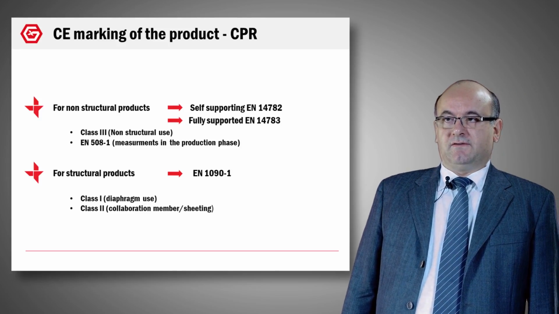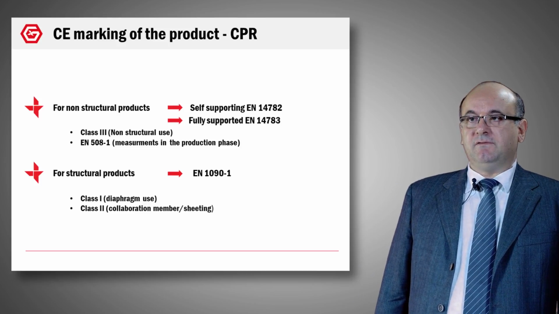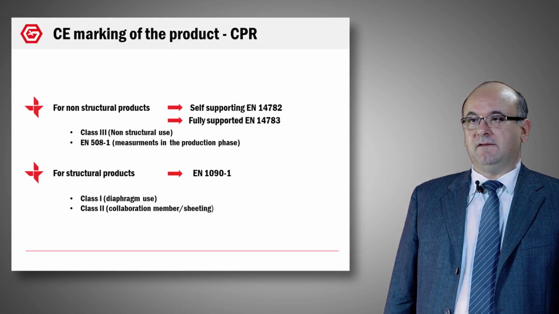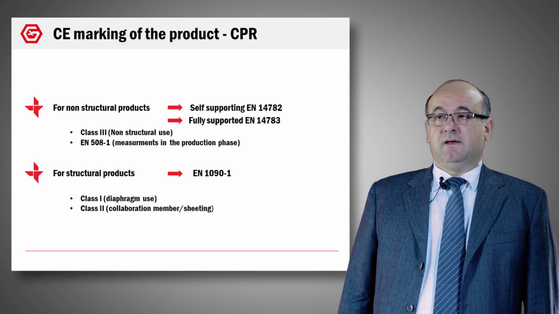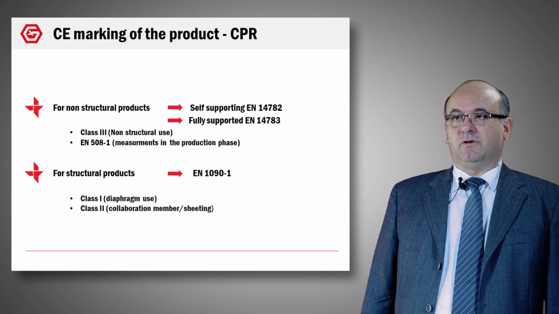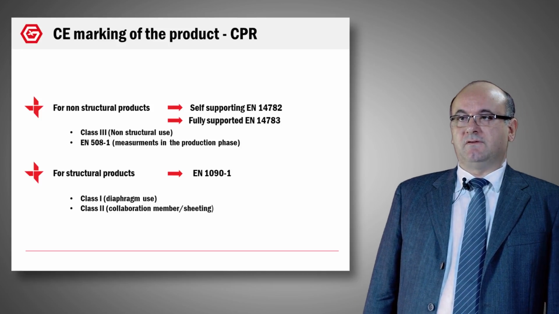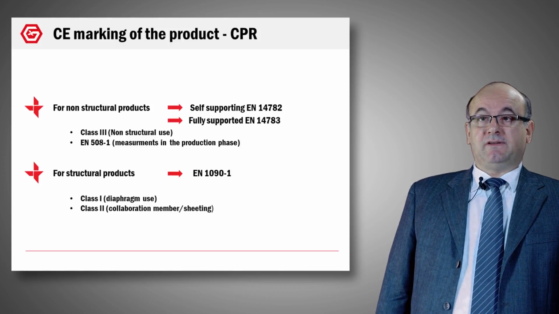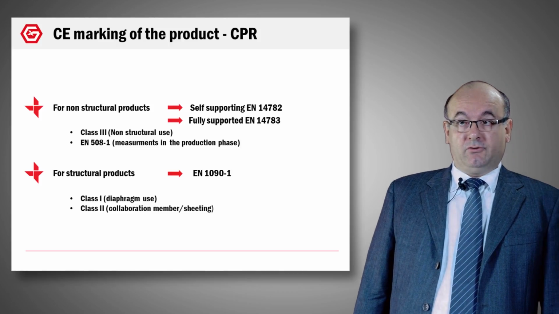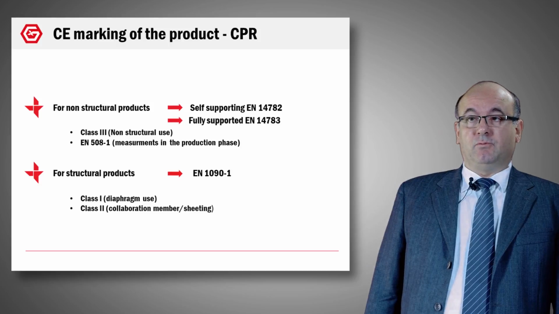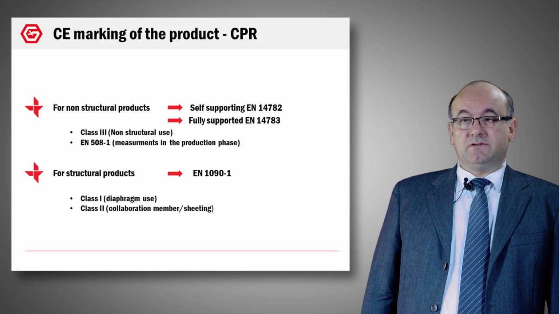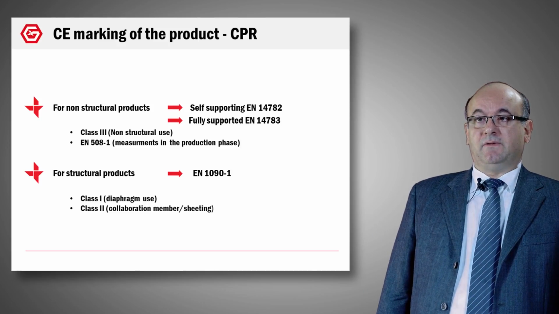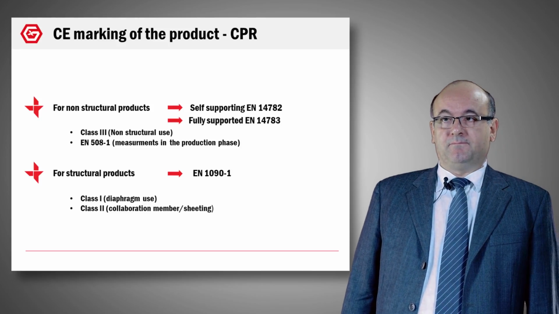How to use these standards? If the span of a profile is inferior to 400 mm, you have to apply the fully supported standard, the EN 14783. If the span is above 400 mm, you have to apply the self-supporting standard, the EN 14782. These products are in class 3 for non-structural use. That means that the product transmits only the load on its support. The EN 508-1 is useful to determine the measurement and the protection phase.